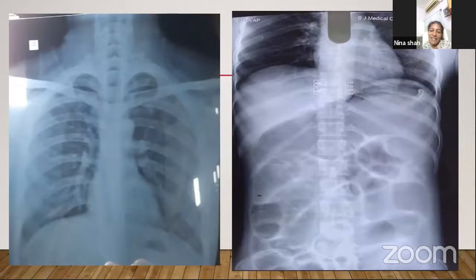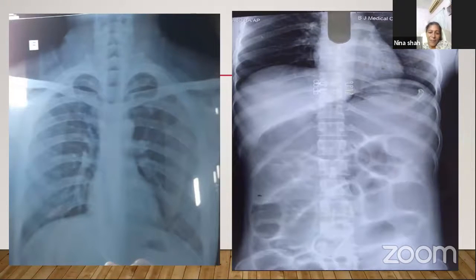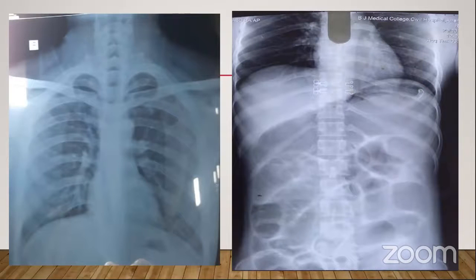In this case, the patient may have paralytic ileus because of the vomiting and all these things. But the point is that you should compare this X-ray with the X-ray that was shown by Rahul. You will be able to see that there was an air fluid level there, and here there are only gas shadows.